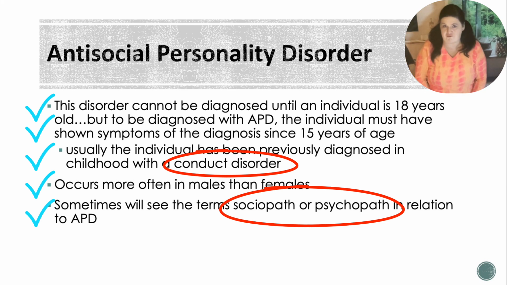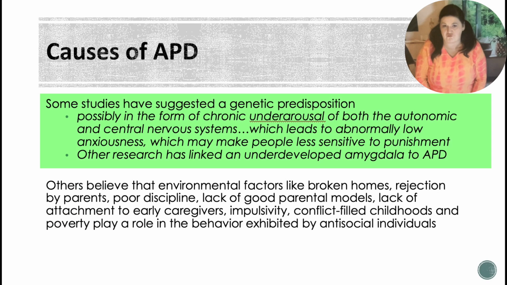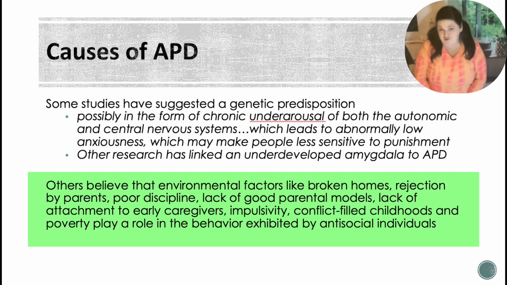There's some controversy over what causes this, and some studies suggest there's a genetic component, a genetic predisposition. So possibly in the form of chronic under-arousal of both the autonomic and the central nervous system, so that leads to abnormally low anxiousness, leaving them less sensitive to punishment. Other research links it to an underdeveloped amygdala. Right? And then some others believe that it's mostly environmental factors, like coming from a broken home, rejected by their parents, poor discipline, lack of good parental models, lack of attachment, the early caregivers were not present, those sorts of things.